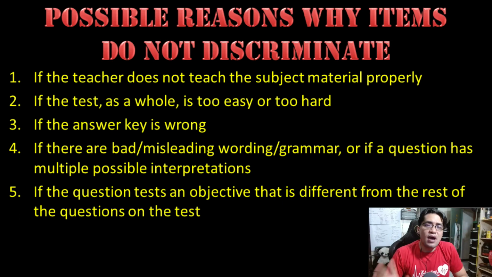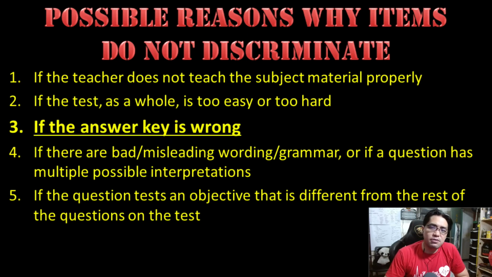In that video, I outlined possible causes for why an item can have a result of not discriminating. Please note that all of these can also be possible causes for why you may have bad results in your multiple choice distractor analysis. Out of all of these possible causes, I'd like to highlight the third item. Once again, the most common reason why you may have bad results in your multiple choice distractor analysis is that your test's answer key is wrong. Yes, this is the most common reason why your multiple choice distractor analysis may have bad distractors.